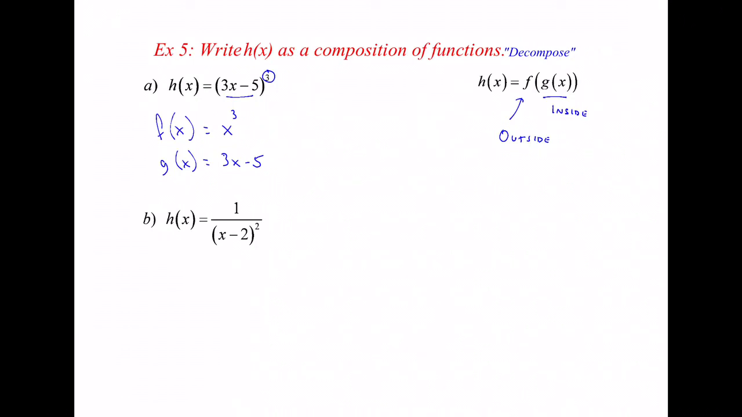Try the second one, example B, h of x equals 1 over x minus 2, squared. And so on part B, f of x could equal 1 over x squared, and g of x could equal x minus 2. Once again, what's the inside? What is happening? The x minus 2, and then the outside is 1 over that being squared, so 1 over x squared. So that's how you can decompose composition of functions. And that is it for this section.